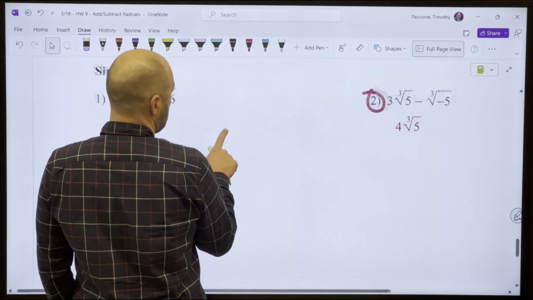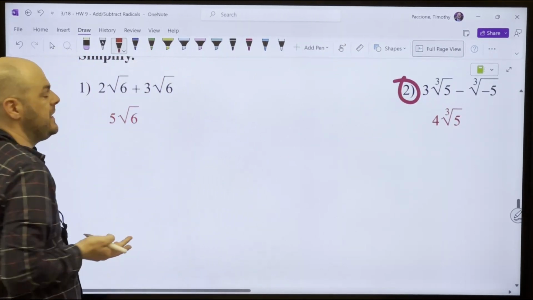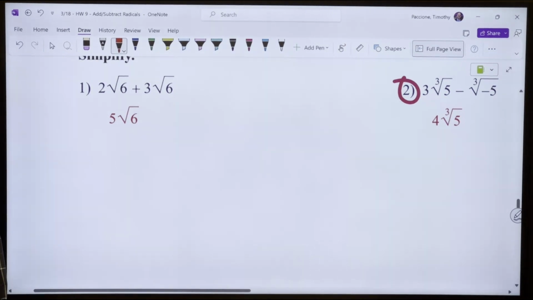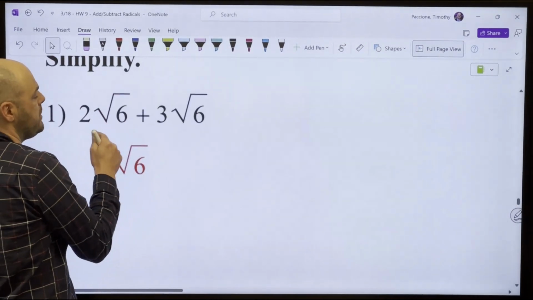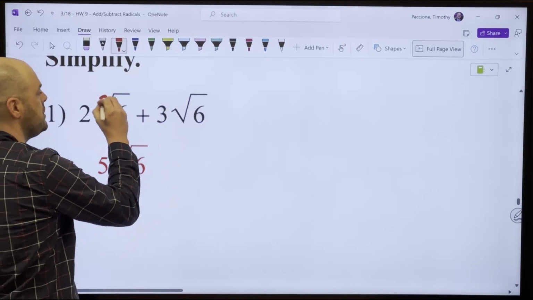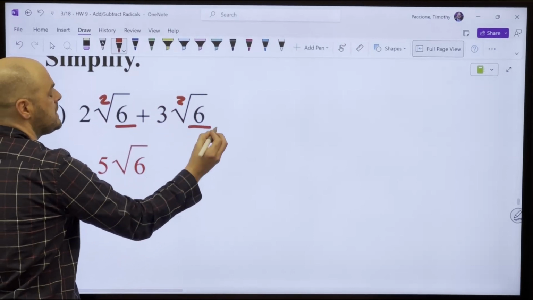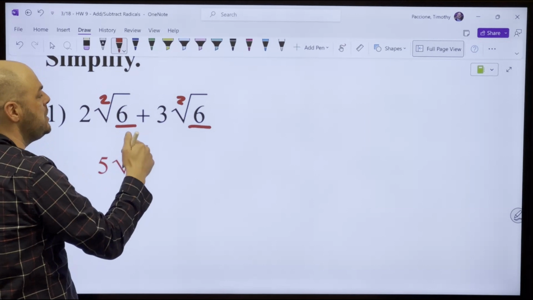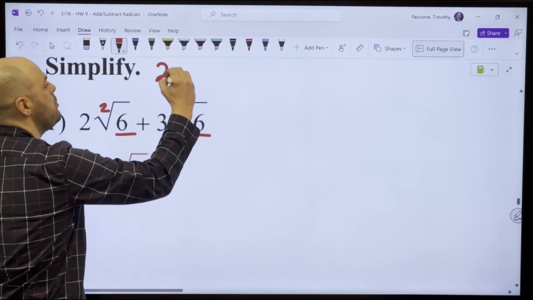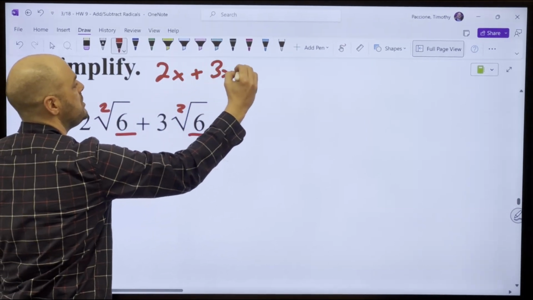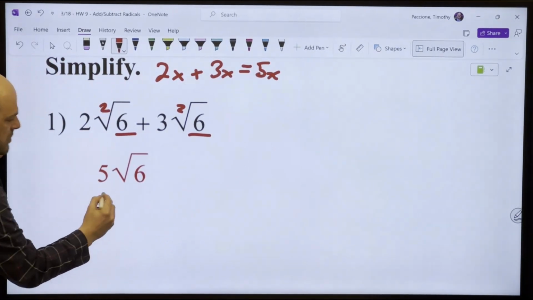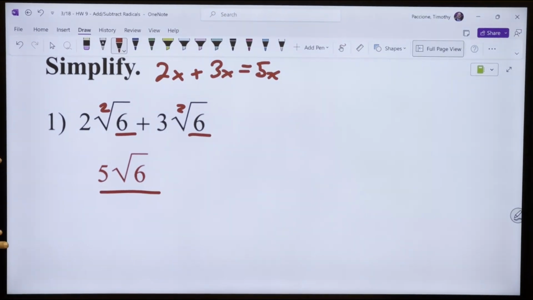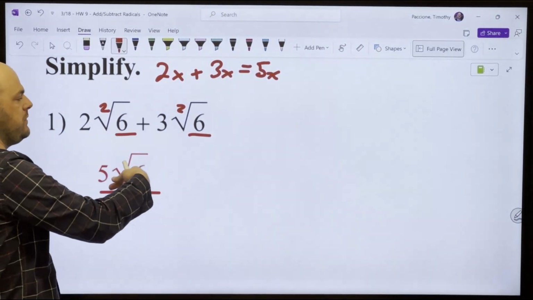So I know nobody asked about number 1, but number 1 is a very great example of what we're doing here in its simplest form, right? You've got square root of 6, square root of 6. So that's second root, 6, 6, same root, same radicand. So it's almost like you have 2x plus 3x, which is 5x, right? Well, in this case, the x is square root of 6, so it's 5 square root of 6. That's what we're doing, right? That's the easiest version of this.